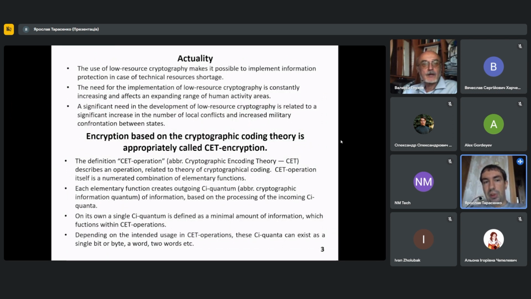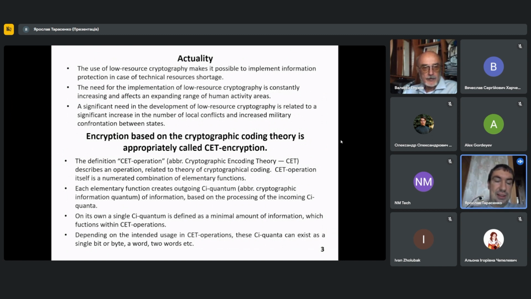The actuality of the work is in such statements as, firstly, the use of low-resource cryptography makes it possible to implement information protection in case of technical resource storage. Secondly, the need for the implementation of low-resource cryptography is constantly increasing and affects an expanding range of human activity areas. Thirdly, a significant need in the development of low-resource cryptography is related to a significant increase in the number of local conflicts and an increased military confrontation between states.